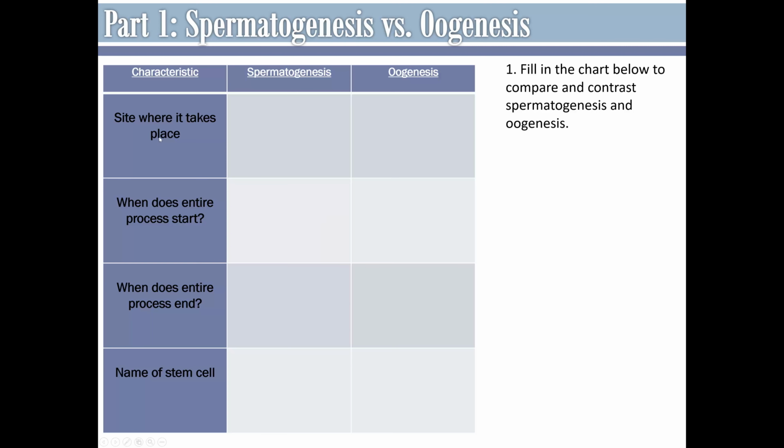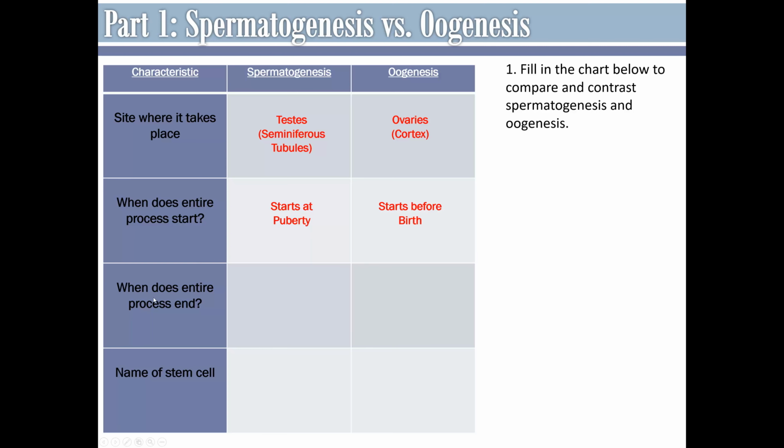So the site where it takes place. Spermatogenesis occurs in the testes, and more specifically in the seminiferous tubules of the testes. Oogenesis occurs in the ovaries, and it occurs in the cortical or outer region of the ovary. So when does the entire process start? For spermatogenesis, it starts at puberty. For oogenesis, it starts before birth.